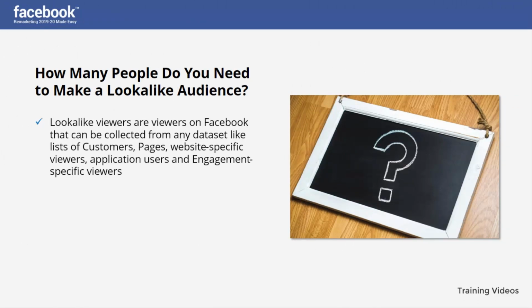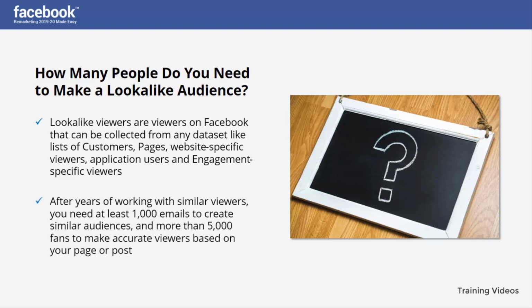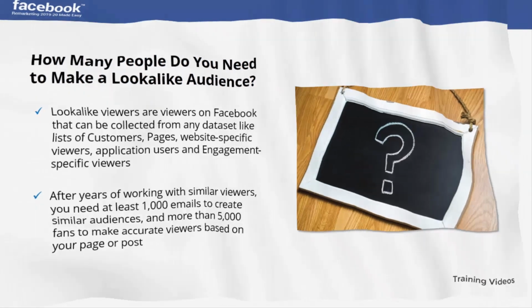Lookalike audiences are audiences on Facebook that can be collected from any dataset, like lists of customers, pages, website-specific audiences, application users, and engagement-specific audiences. At a minimum, you need 100 users to be able to create similar audiences from many datasets. After years of working with similar audiences, you need at least 1,000 emails to create similar audiences, and more than 5,000 fans to make accurate audiences based on your page or post.